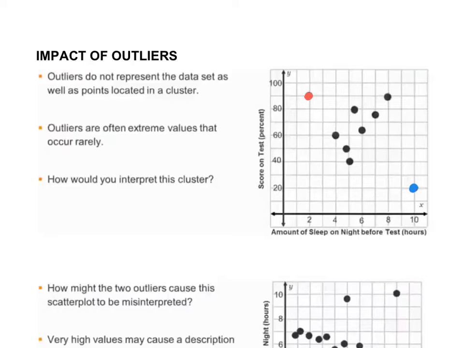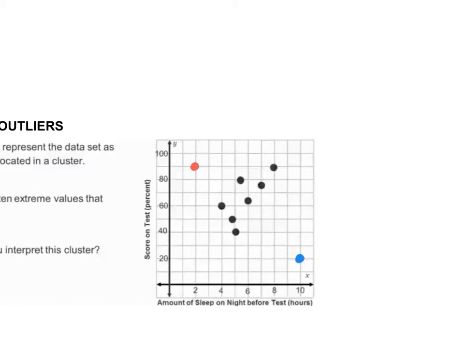One thing I would say about this student is, how do you interpret this cluster? You have this information, and then you're going, all right, what's going on with this person and what's going on with this person? So the person in red, this outlier, what you can say about it is that this person got 2 hours of sleep, but they scored a 90%.